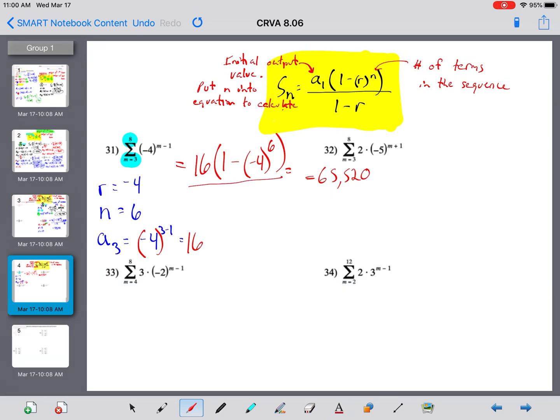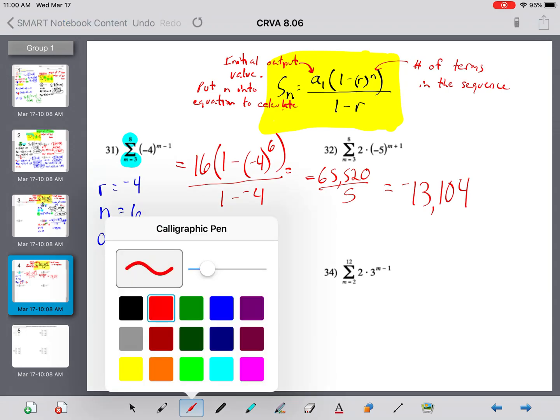65,520. But that gets divided by 1 minus the rate. 1 minus negative 4, which is equivalent to 5. So we get negative 13,104. Let's move on to number 33.